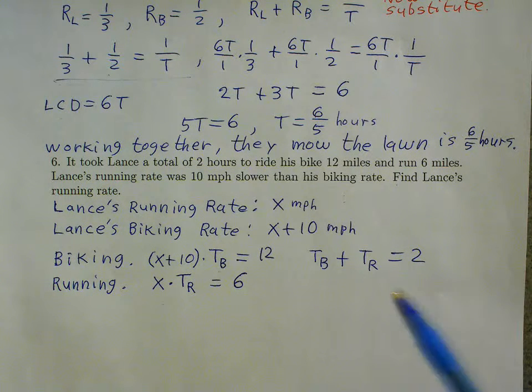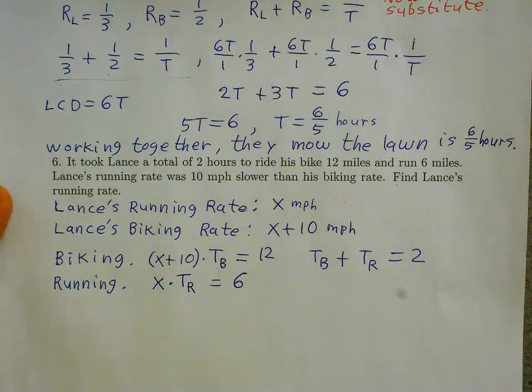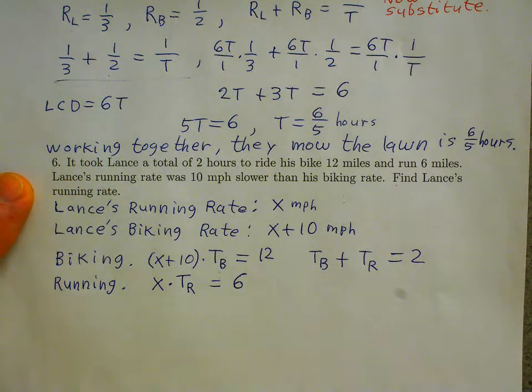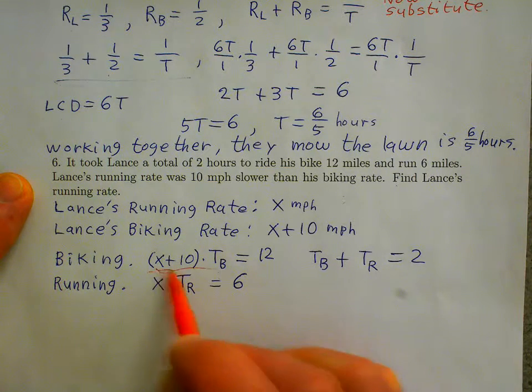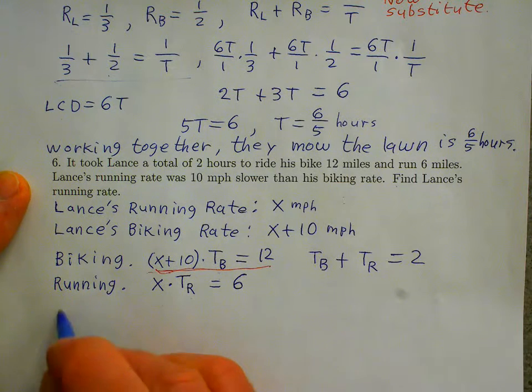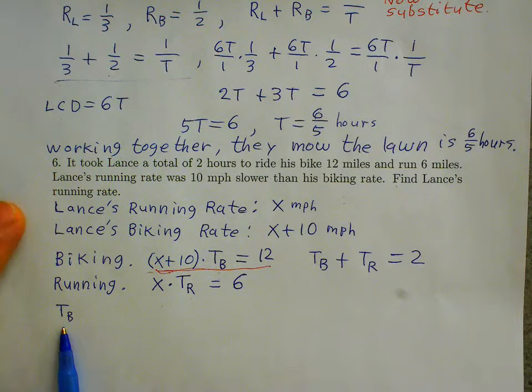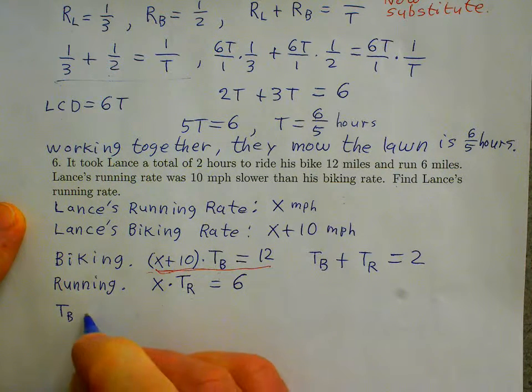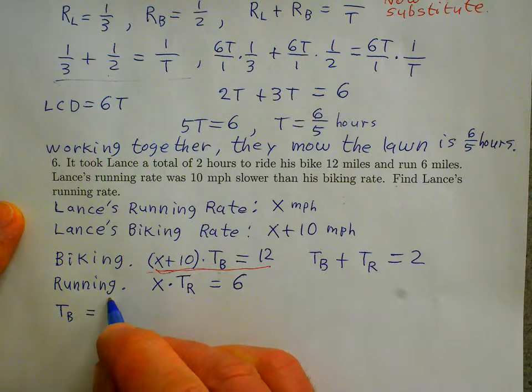Okay, now we have everything we need to get an equation whose only variable is x. So for the biking equation, we're going to divide both sides of this by x plus 10. So the amount of time it took Lance to bike 12 miles is represented by distance divided by rate, 12 divided by x plus 10.